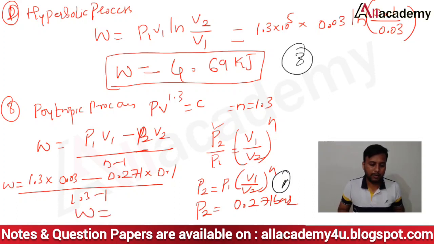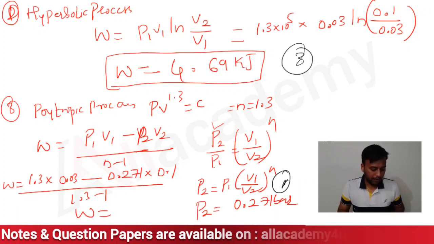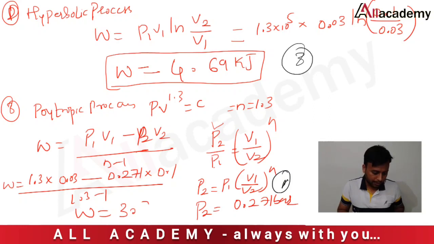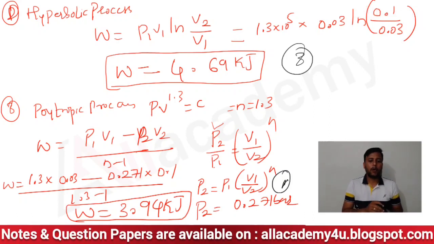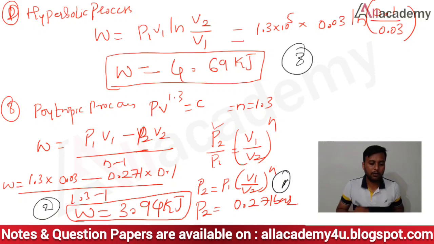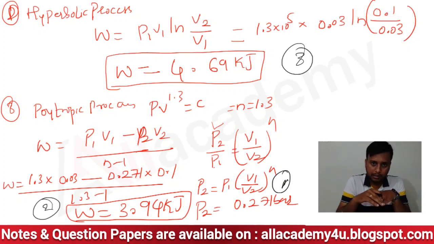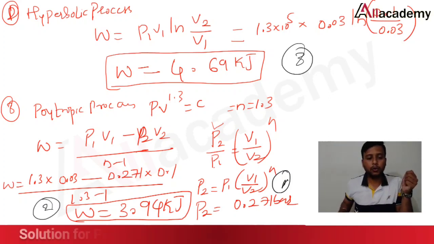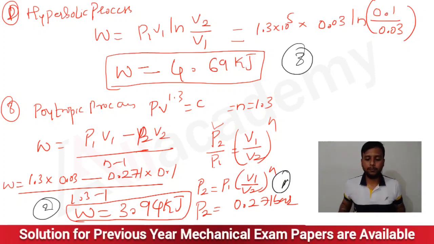Now if you simplify the above equation, you will get the work done as 3.94 kilojoules. This is the work done by the polytropic process. Here again 2 marks will be allotted. So total 10 marks. This is how the marks will be distributed for this numerical. Now let us move to the next problem.